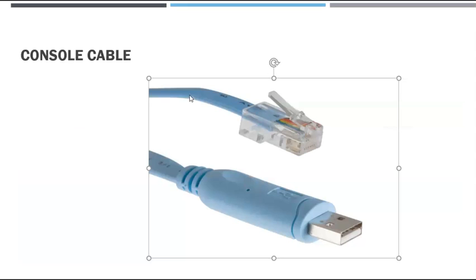This is the console cable. It is a light blue color. One end has an RJ45 jack. The opposite end of the cable will have a standard USB interface. The RJ45 jack plugs into the port of the switch, and the USB plugs into a port on your computer.